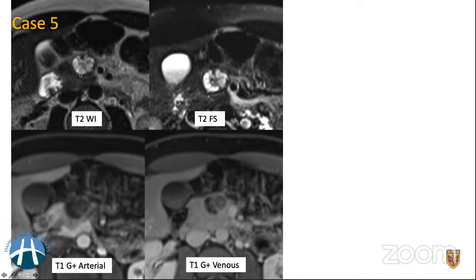If you can see, I'll try to describe the mass a little bit here. It's a multi-cystic kind of appearance. It has multiple thin septations. None of these findings suppress on the fat suppressed image. And there is a delayed kind of enhancement of those septae, which we see here.